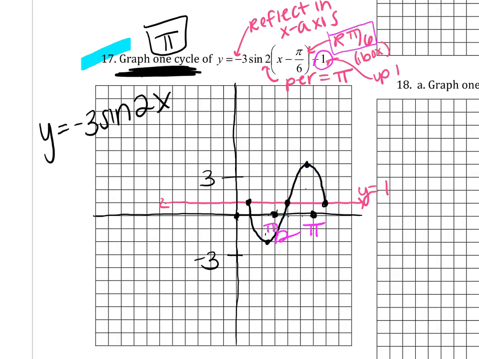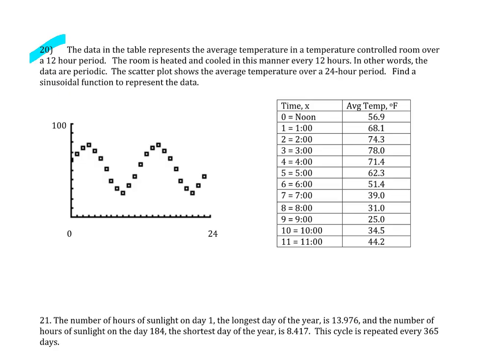So either way works, no matter what, you're going to come up with the same graph. The next example uses what we call sinusoidal fitting or curve fitting, where I am looking at a table of data and I'm giving you a scatter plot as well, and I want you to come up with a sine or cosine curve that models this data appropriately.